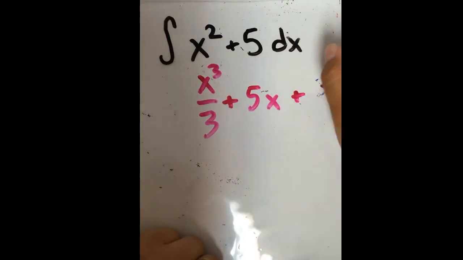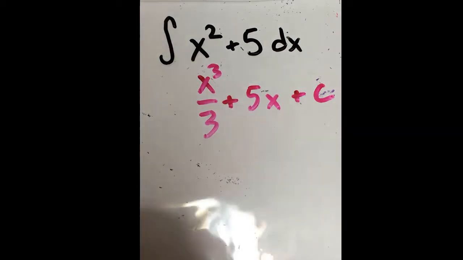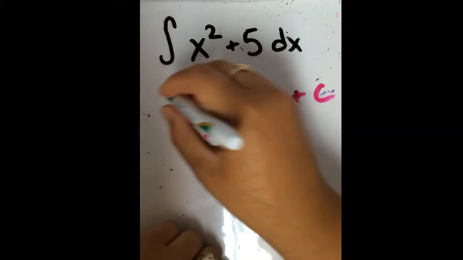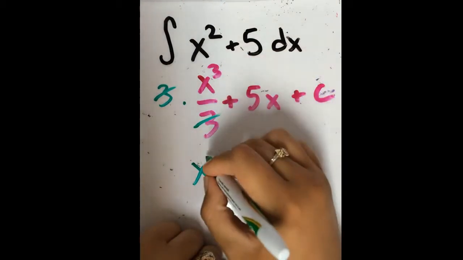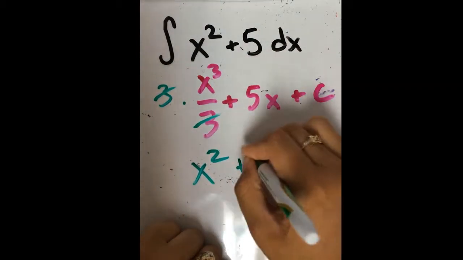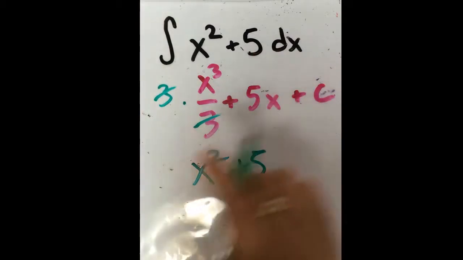And then plus c. If you want to check your answer, again, take the derivative of it. So 3, that cancels, minus 1, x squared, plus 5. And you see you get the same thing as the top.